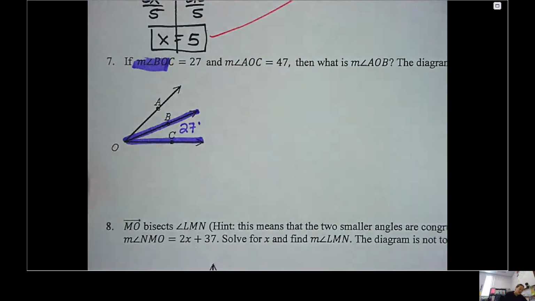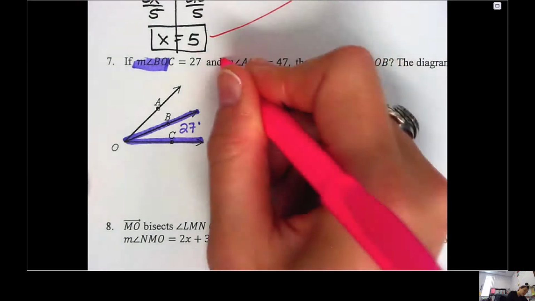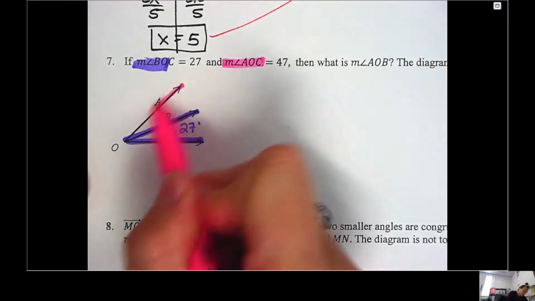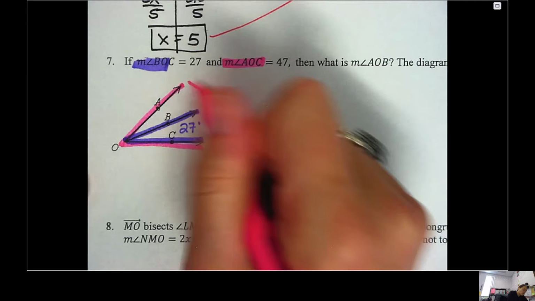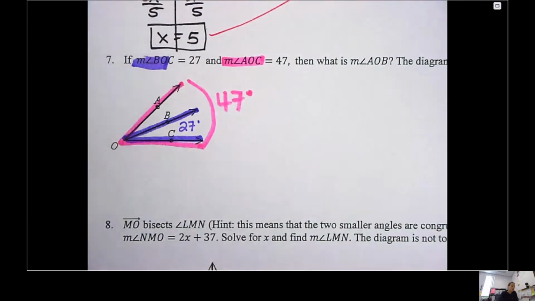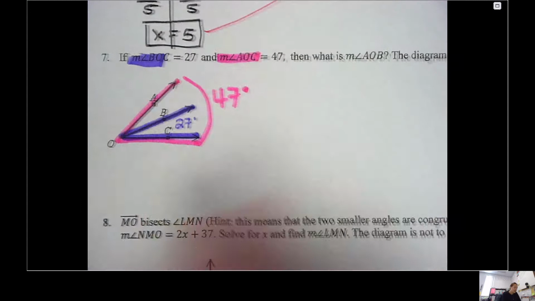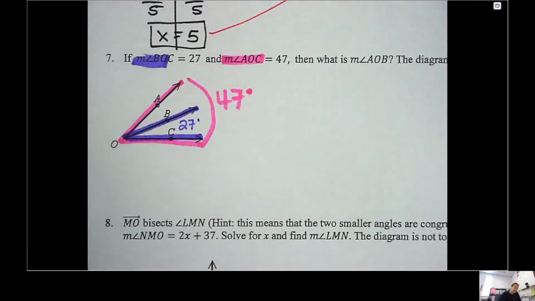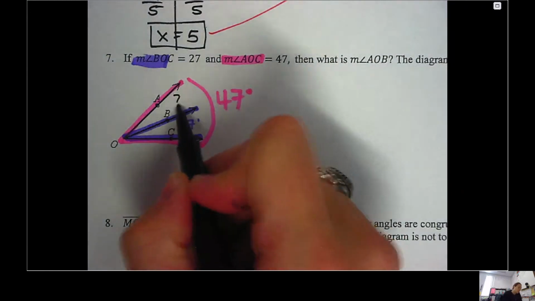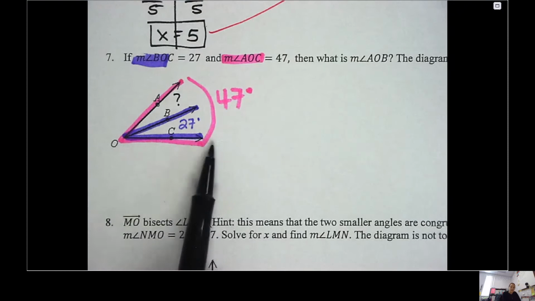And the measure of angle AOC is 47. So AOC is the whole thing. This whole thing's 47 degrees. I want to know what is the measure of angle AOB, this little piece that is left over on the inside. Well, I know the whole thing's 47.